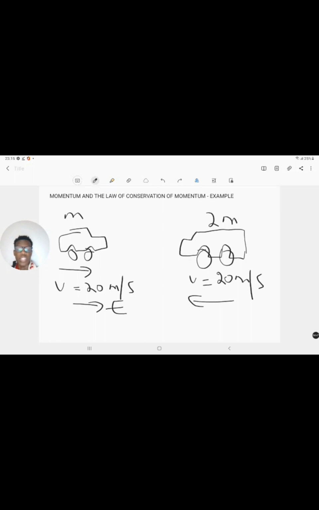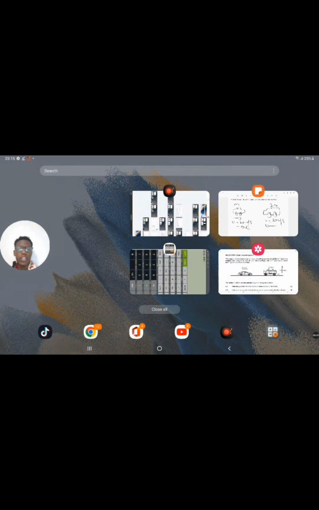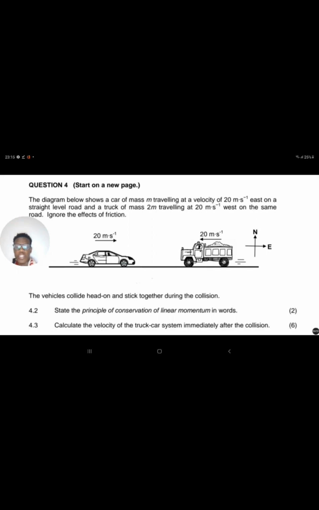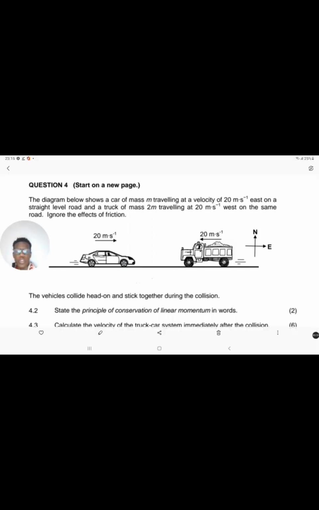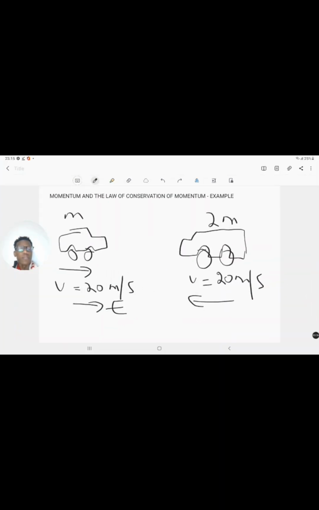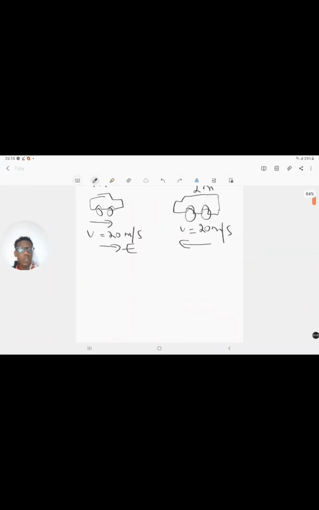Now that we've established what's happening in the question, let's see what is required of us. Okay, so 4.2 here says state the principle of conservation of linear momentum in words. This is worth 2 marks. Well, that is quite simple from the previous video, right?